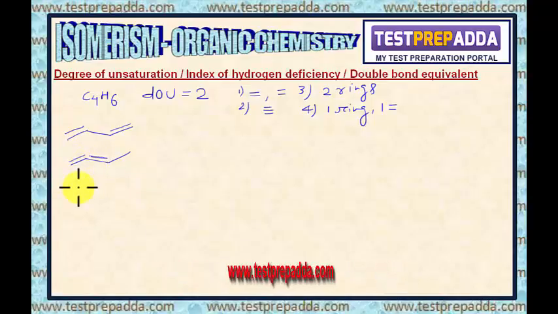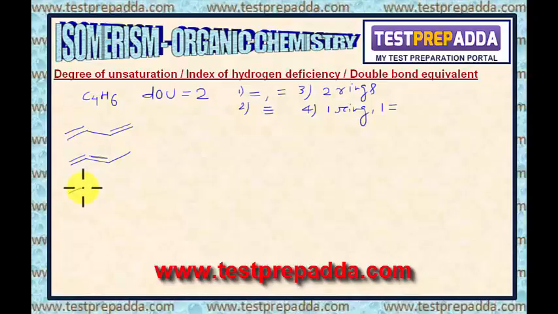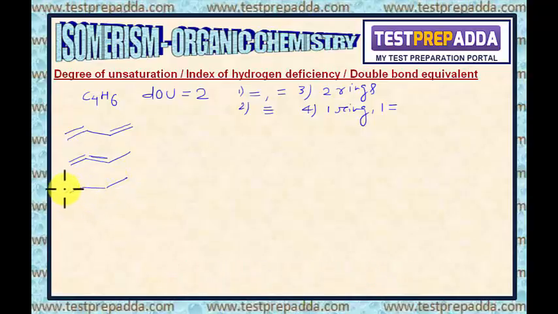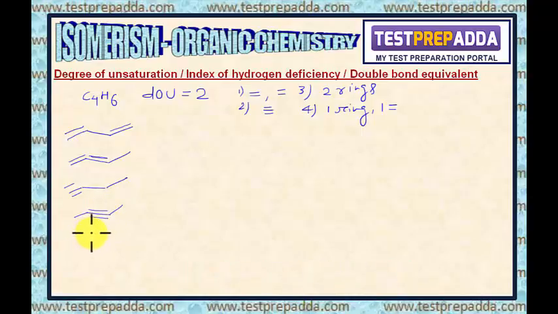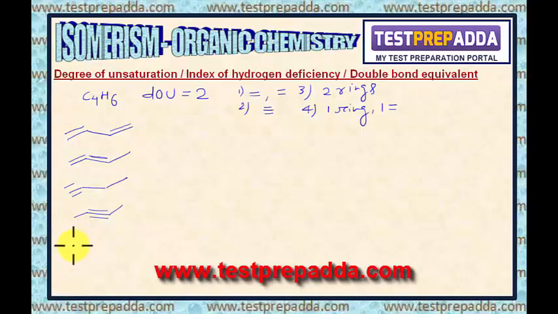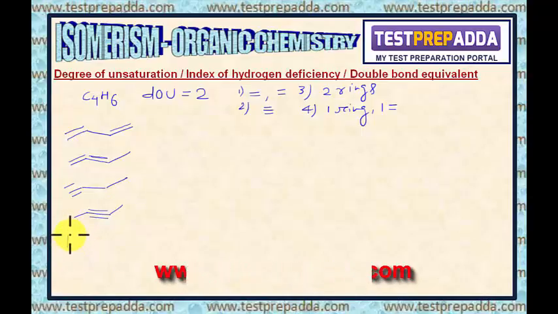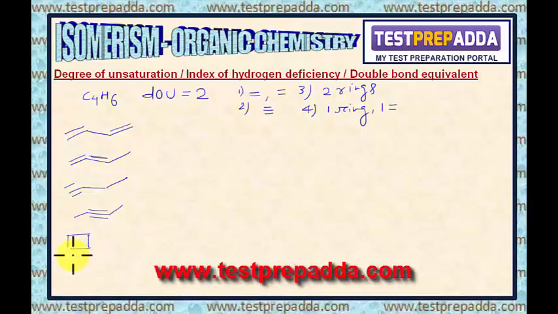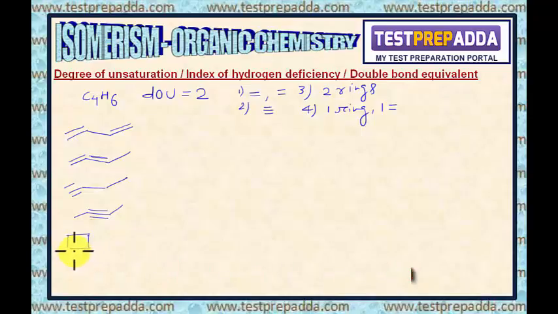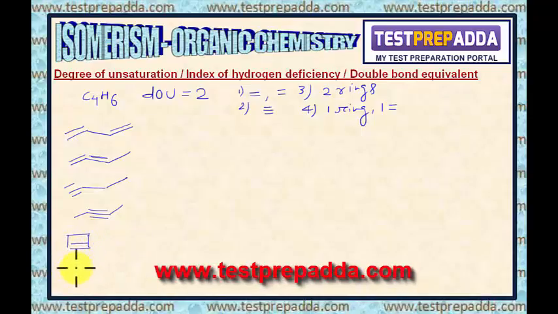Okay. Now triple bond. Again, this is the carbon skeleton. Triple bond I can place at first position. Triple bond I can place at second position. So this is another compound. Now one double bond and one ring we can write. The maximum number of carbon atoms in the ring is 4. So 4 carbon atoms in the ring and one double bond. I can place the double bond like this.